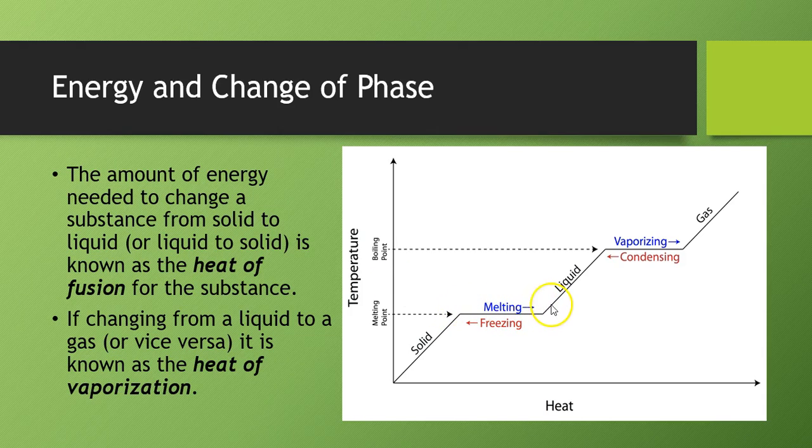Once everything is a liquid, then you start to see that temperature rise again until you reach the boiling point. And then we have the same process that repeats. The liquid has to all change into a gas before the temperature continues to increase. The amount of heat that it takes to move from this solid phase to this liquid phase is the heat of fusion. The amount of energy it takes to move from the liquid phase to the gas phase is the heat of vaporization.